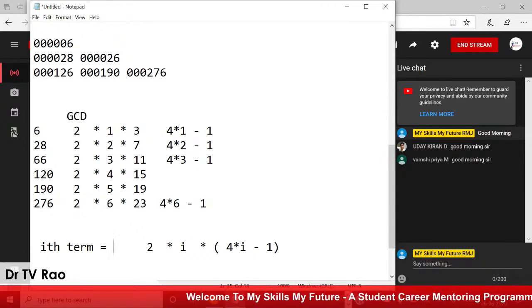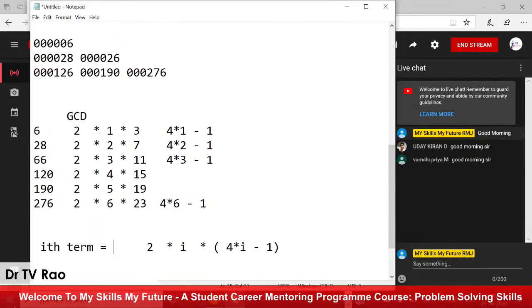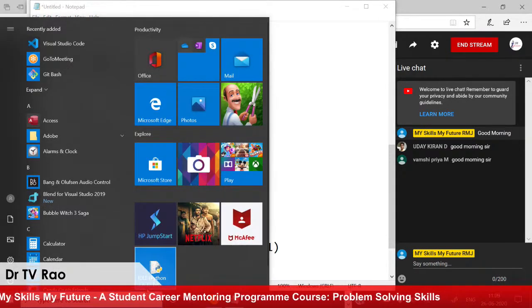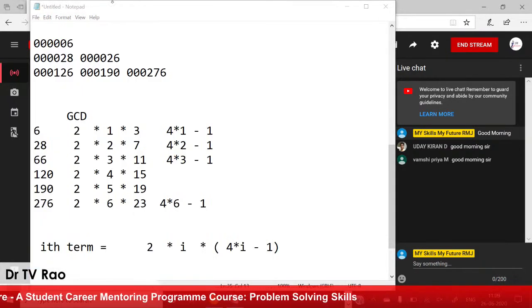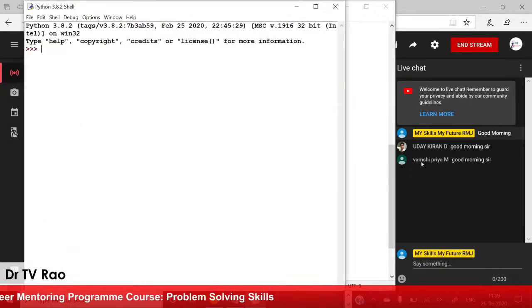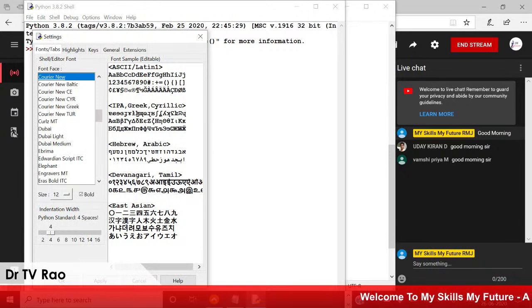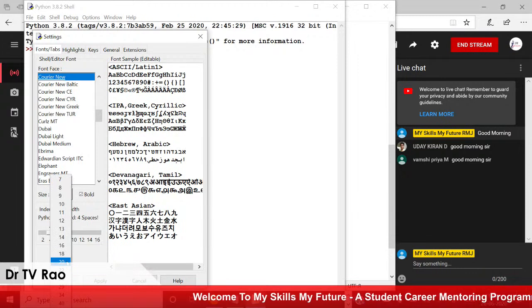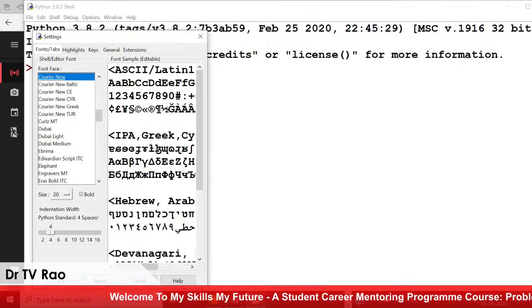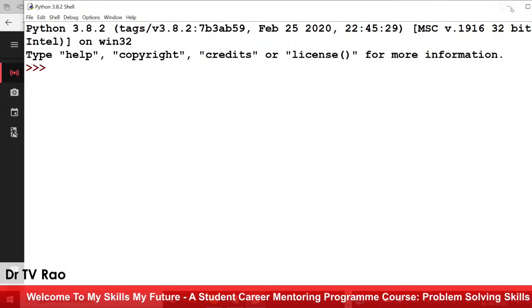Is this clear? Now, let us go to the Python IDE and start programming. Uday Kiran and Vamsi Priya, did you understand the problem statement? Did you understand the statement? If yes, please let me know.